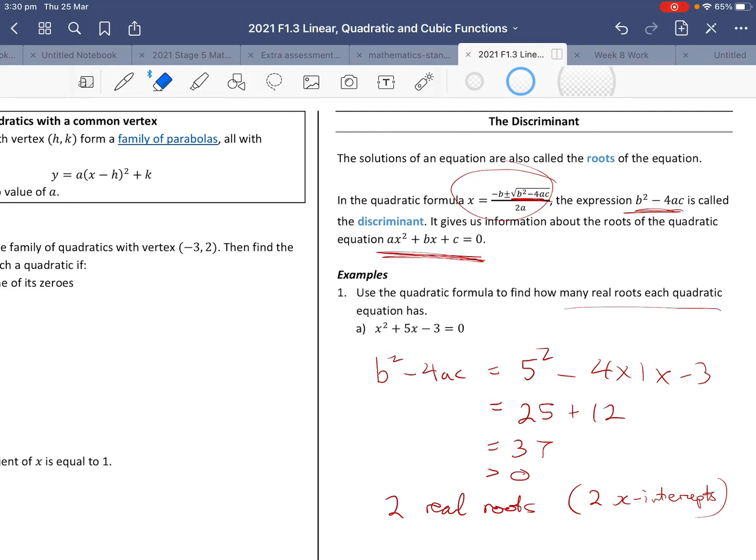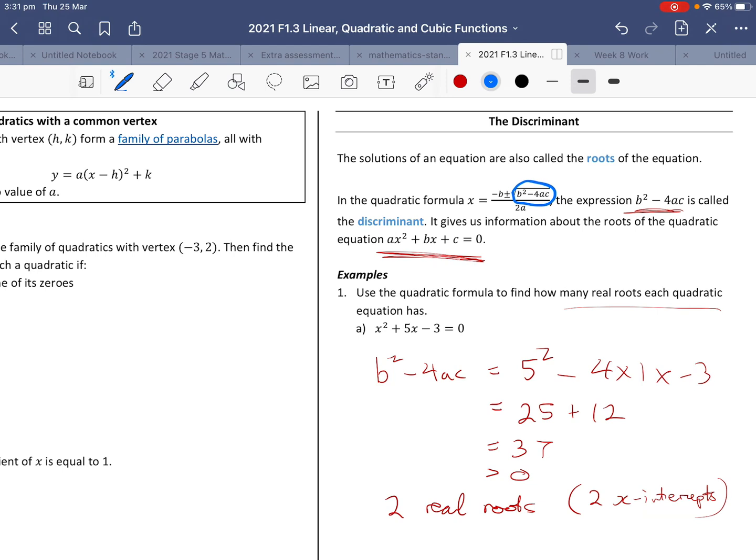This video is about the discriminant. The solutions of an equation are also called roots of the equation. And in the quadratic formula that we've used to solve quadratic equations, part of it, this expression in here, is called the discriminant. And this b squared minus 4ac, when we calculate it, gives us information about the quadratic equation.